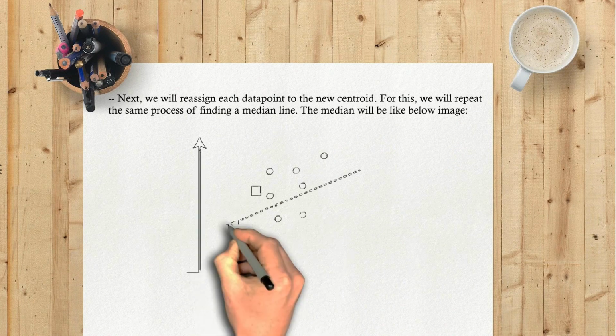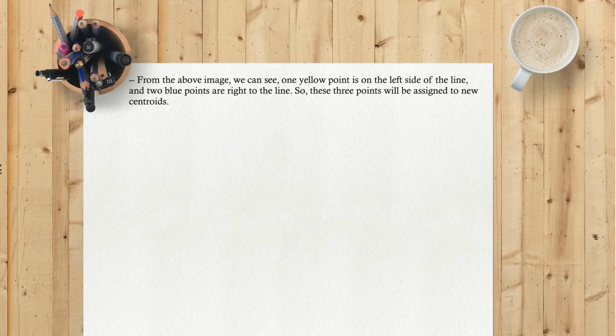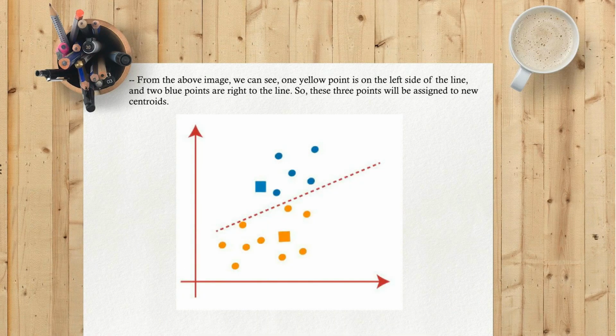Next, we will reassign each data point to the new centroid. For this, we will repeat the same process of finding a median line. The median will be like the below image. From the above image, we can see one yellow point is on the left side of the line, and two blue points are right of the line. So, these 3 points will be assigned to new centroids.